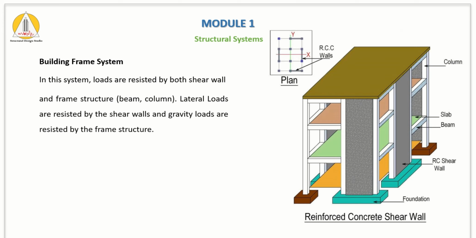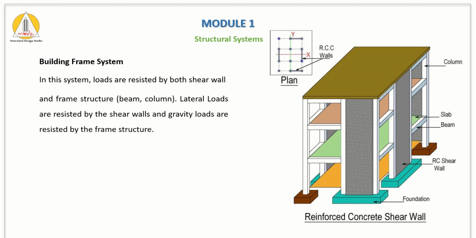The next one is the building frame system. In this system, the loads are basically resisted by both the shear walls and the frame, which consists of beams and columns. The lateral loads are resisted by the shear walls, and the gravity loads are resisted by the frame structure. And you can see that the walls are very large in length, because they will resist all the seismic loads coming from the design earthquake.